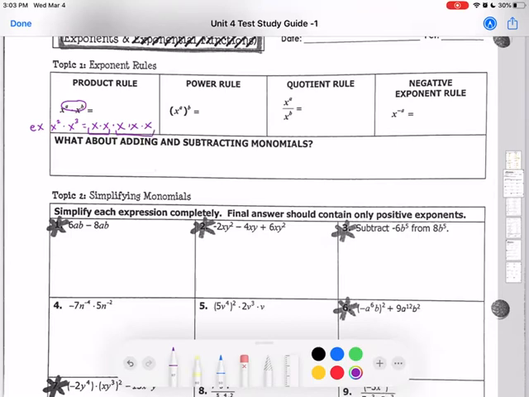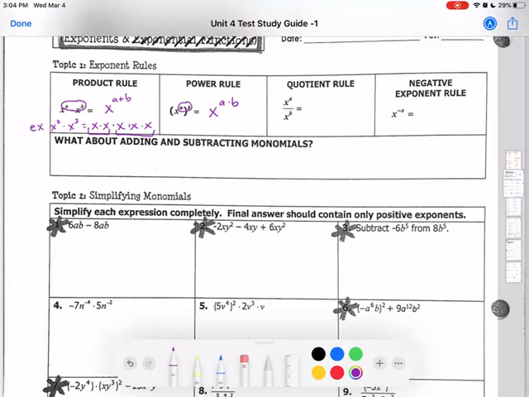Well, altogether, I have x to the 5th. So what we do is we add these exponents together when we are multiplying. The power rule is when I'm raising a power to a power. So if I have x to the a raised to the b, I'm actually going to multiply these together, x to the a times b.